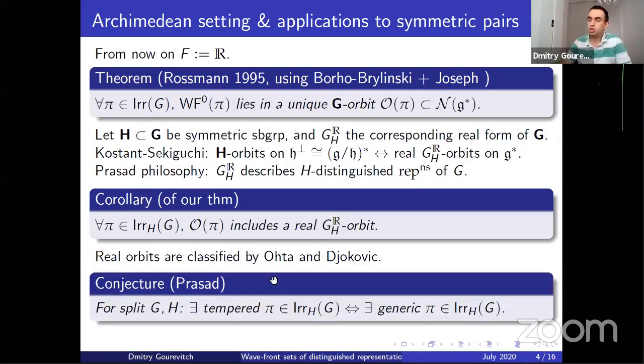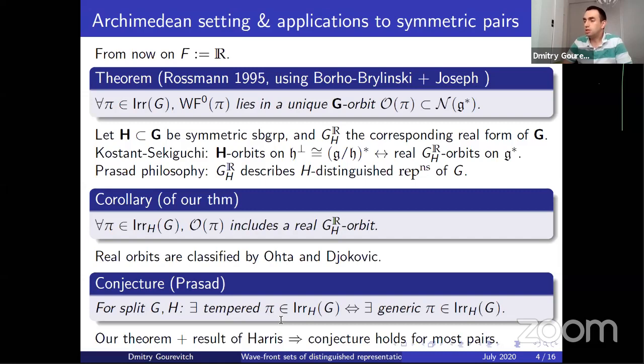But there is a further conjecture due to Prasad following the same philosophy, that if G and H are split, then the existence of a tempered H-distinguished representation is equivalent to the existence of a generic H-distinguished representation. So the condition on splitness of G and H, it may be possible to relax it. So this corollary, together with results of Harris, because he bounded what the wavefront sets of distinguished representations can be, together they prove this conjecture for most pairs G, H.